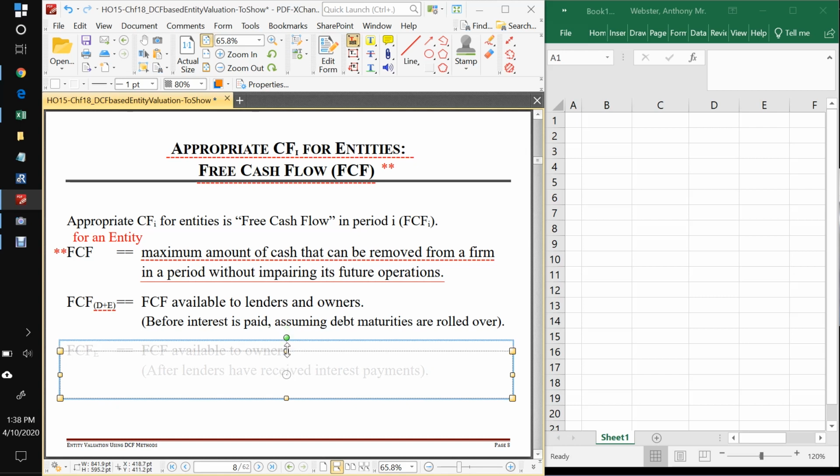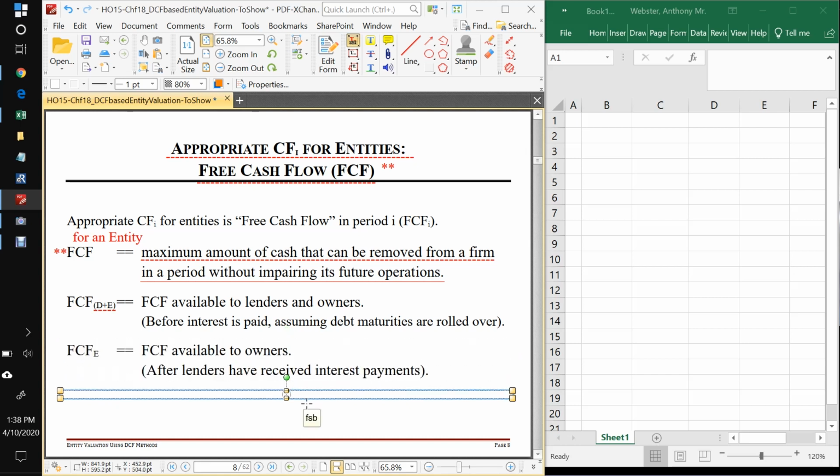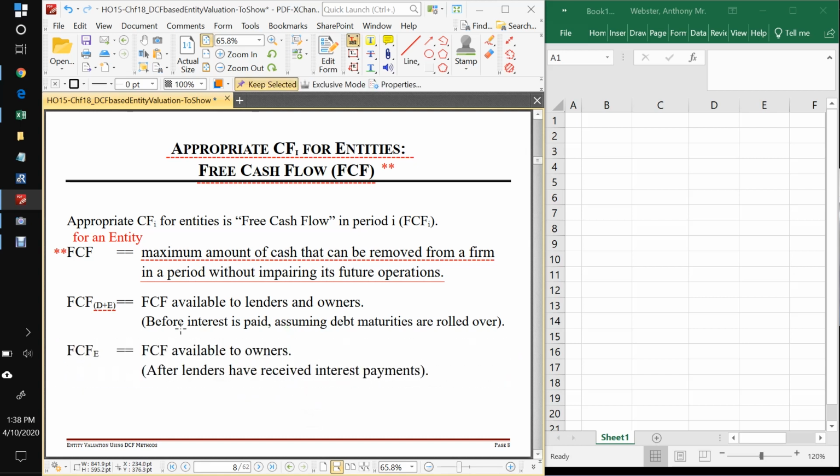And if we are interested in valuing the firm just for the owners, not for all the stakeholders, then we're going to be interested in FCF sub E, which are the free cash flows available to owners, in this case just the owners. So these are going to be free cash flows that occur after interest has been paid to the debt holders.